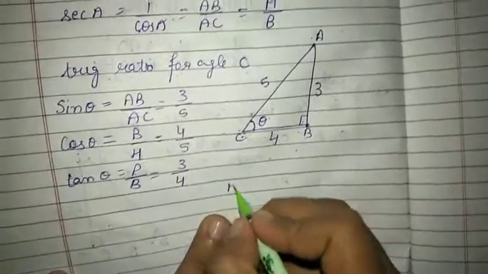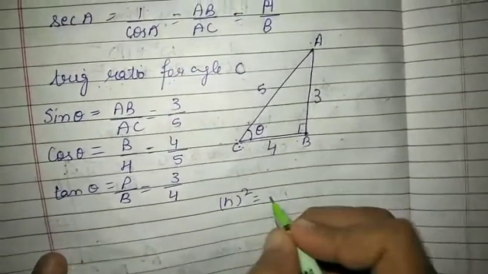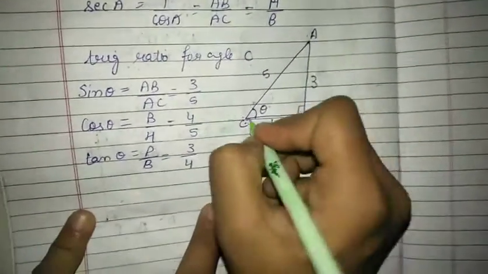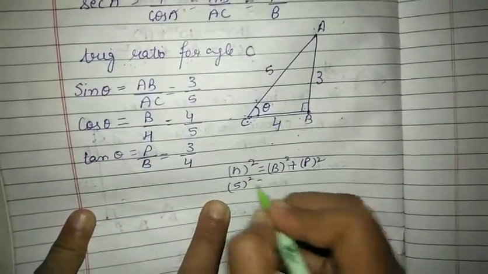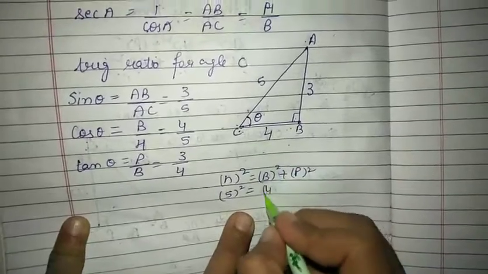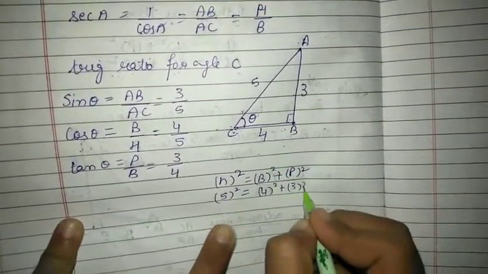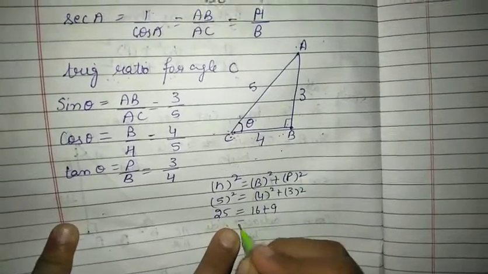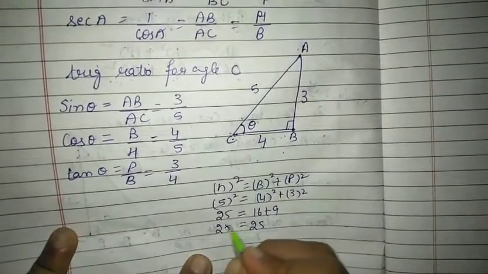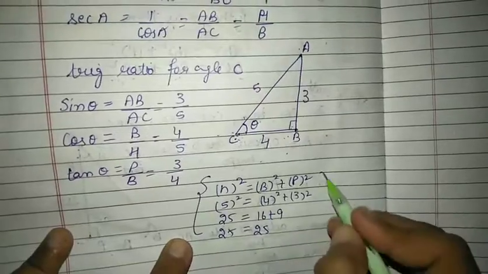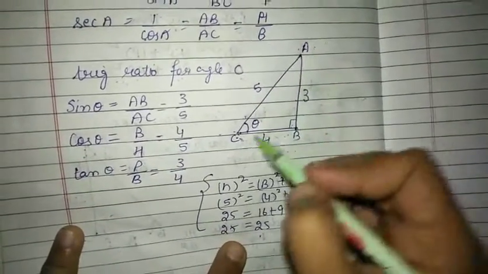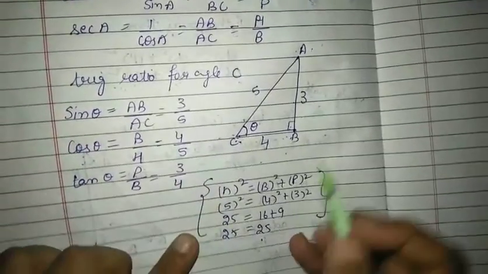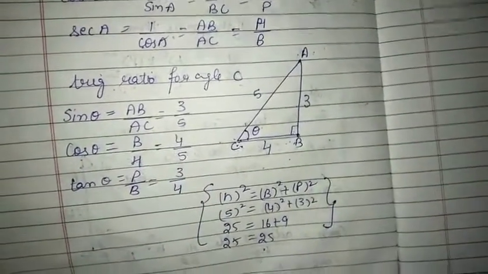According to the Pythagoras theorem, hypotenuse square is equal to base square plus perpendicular square. Here hypotenuse is 5. 5 square is equal to 4 square plus 3 square. 25 is equal to 16 plus 9, which is equal to 25. So this statement comes true. This means this is a right angle triangle. This is the formula to find whether a triangle is a right angle triangle or not.